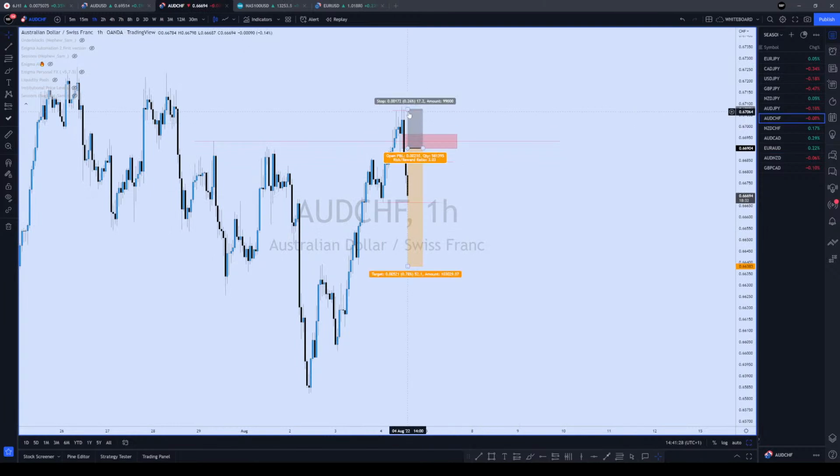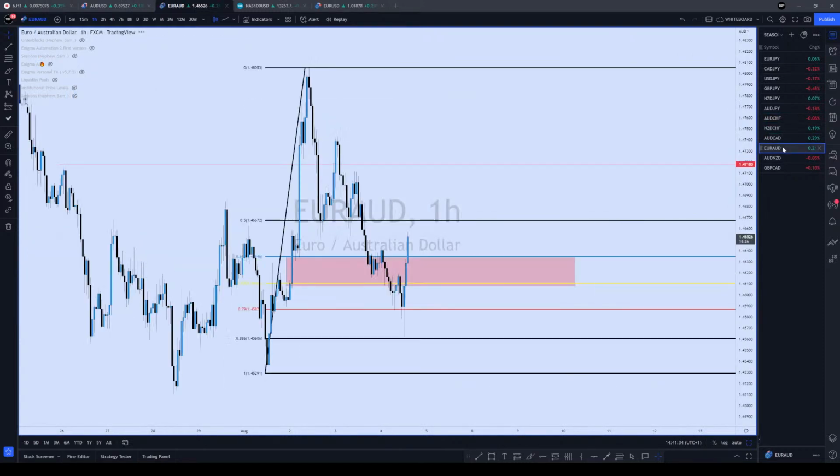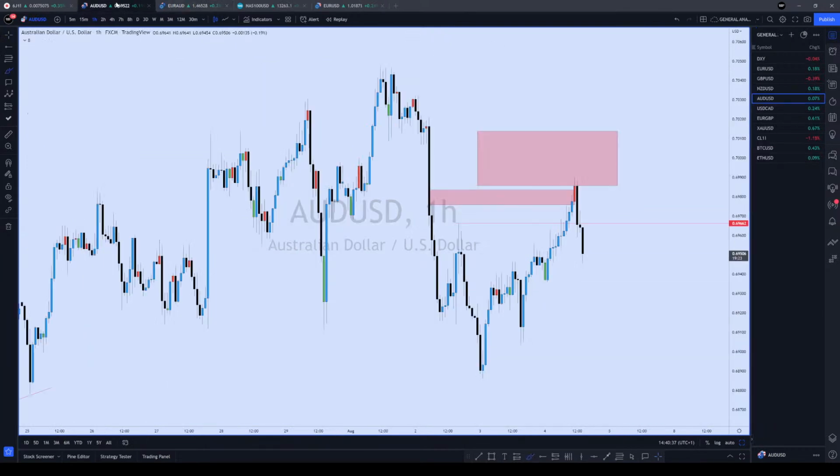Well done for catching that sell. I wish I caught it as well, but you know, I have this one, so it's okay. And I have this one as well.